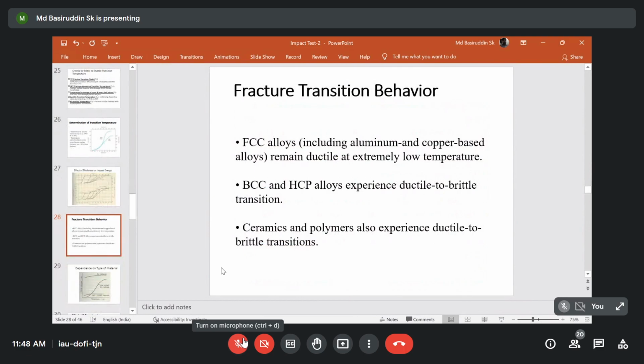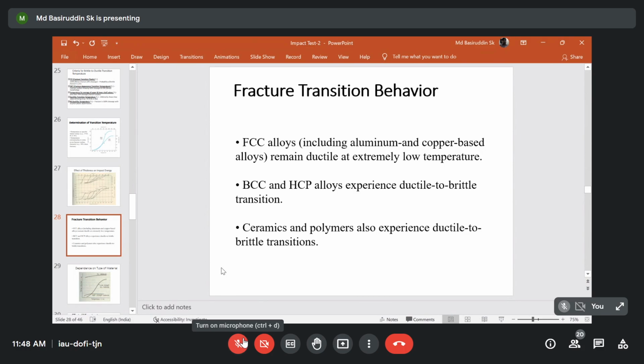Till now, whatever we have discussed, we mainly discussed on samples which have the BCC or HCP crystal structure. That means this impact transition curve will also vary from material to material. If a material has the BCC crystal structure, or the FCC crystal structure, then the curve will also vary.